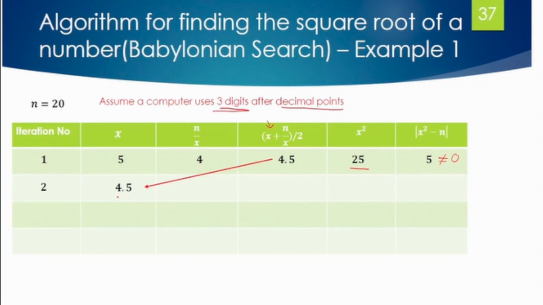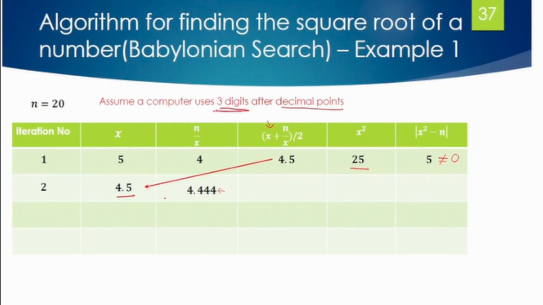Now again, for this x we need to calculate n by x. What is n by x? This is 4.444 dot dot dot. It's a never ending number. So therefore you cannot fit this particular number in a finite device. Since our machine supports 3 digits after the decimal point, we will round it off. Okay, so see here the error comes in.